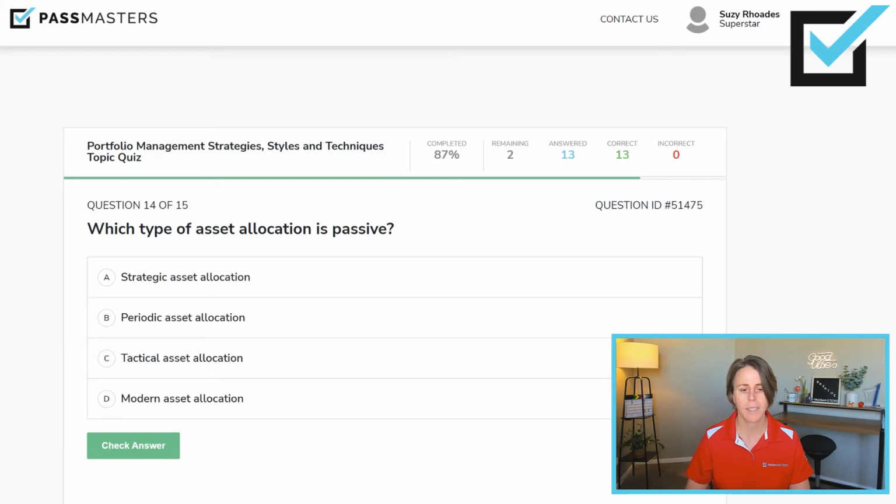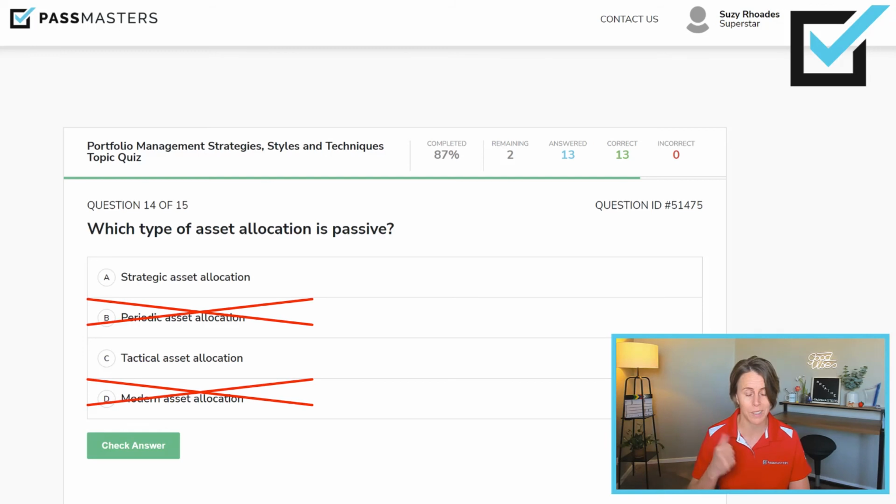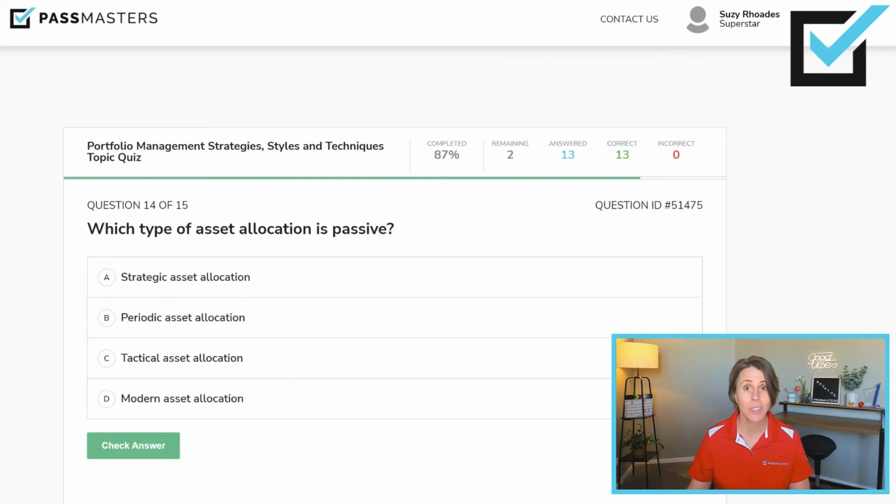Which type of asset allocation is passive? Choices include strategic asset allocation, periodic asset allocation, tactical asset allocation, or modern asset allocation. So there's 2 types of asset allocation, strategic and tactical. Periodic and modern are made up to trick you, so you can get rid of those ones. So strategic, that's passive. Tactical has the word act right in it, so tactical is active.